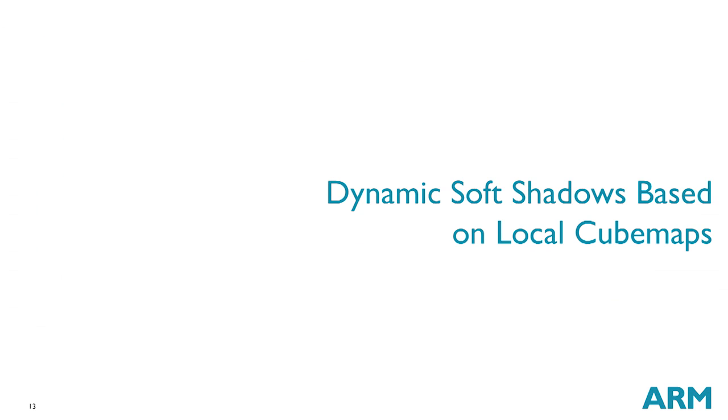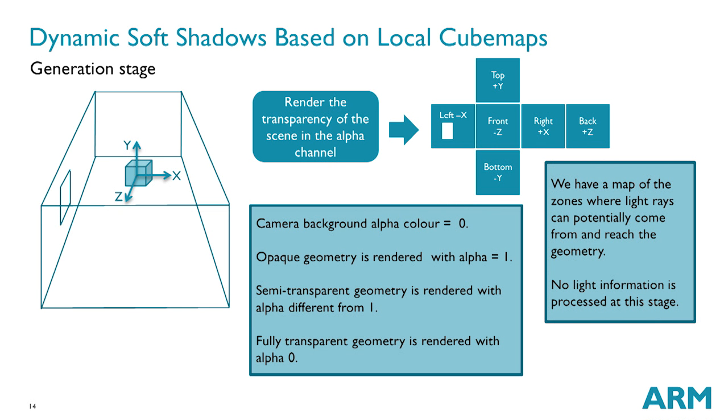So now that we have gone through the concept of local Cubemap, I would like to introduce our new shadow rendering technique based on local Cubemaps. This technique is really simple, and I think you will be able to understand it just in the very moment. We need to apply this technique in two steps.